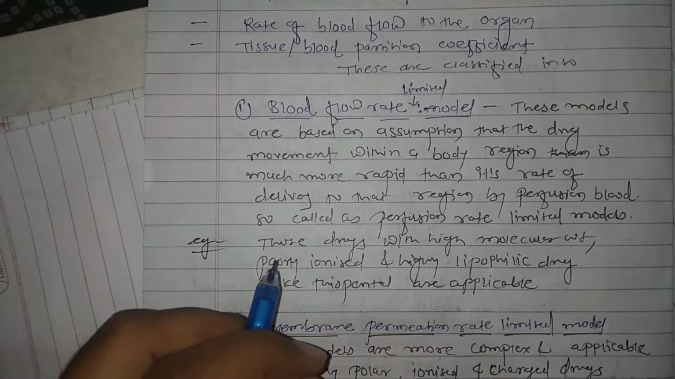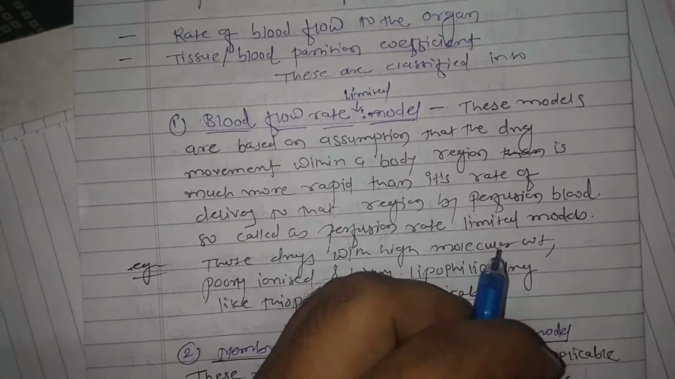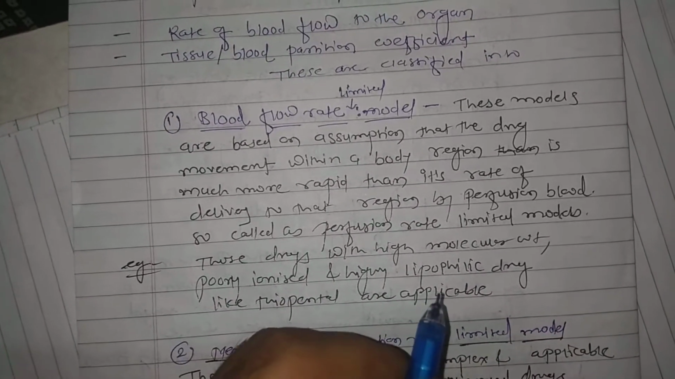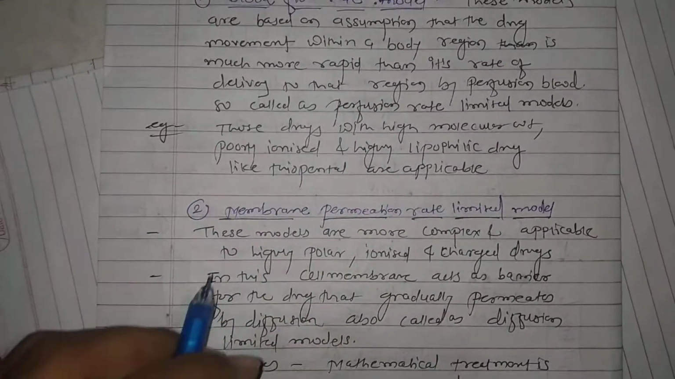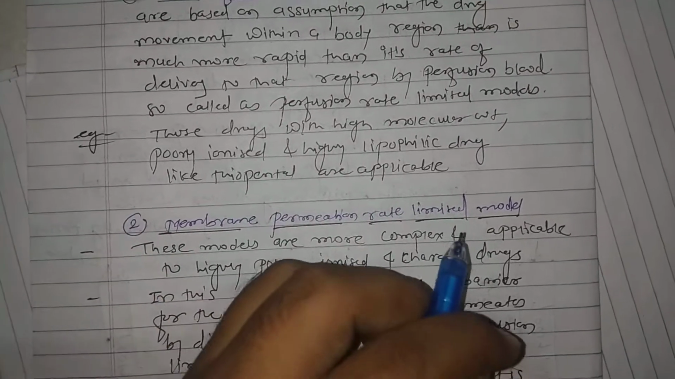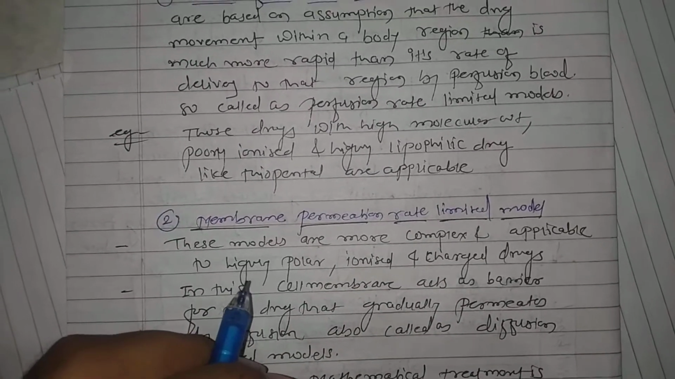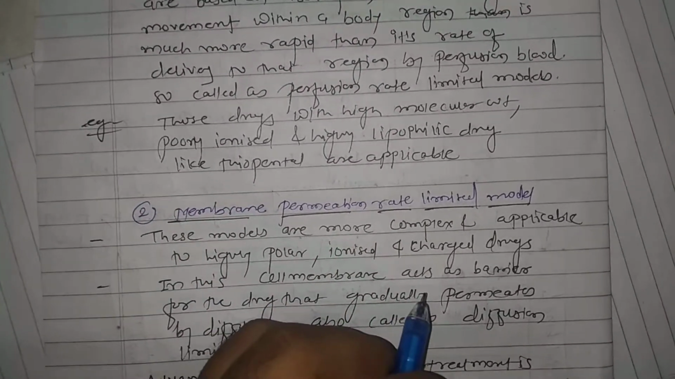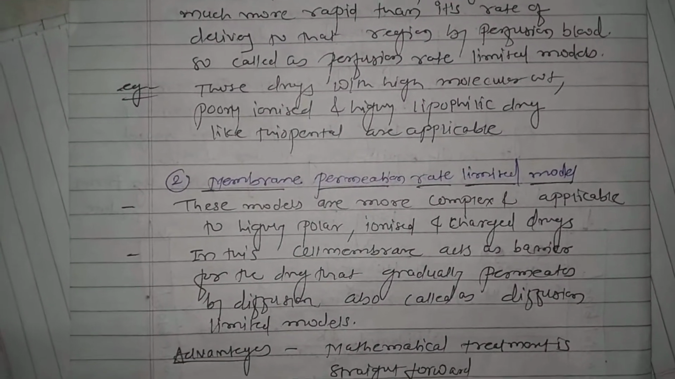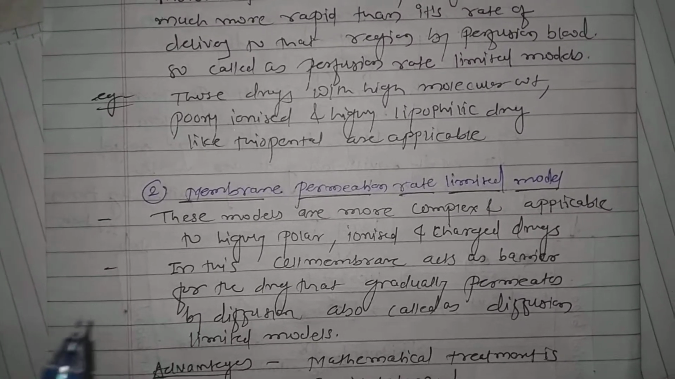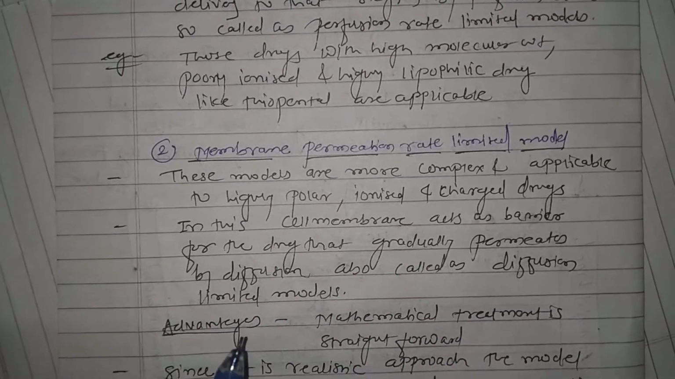So it is called perfusion rate limited models. Example, those drugs which are highly lipophilic in nature, having high molecular weight, poorly ionized and highly lipophilic. Example, thiopental comes under this type. Second one is the membrane permeation rate limited model. These models are more complex and applicable to highly polar and water soluble, ionized and charged drugs. In this, the cell membrane acts as a barrier which restricts the entry of drug into the cell, and the drug gradually permeates by diffusion, also called diffusion limited models.